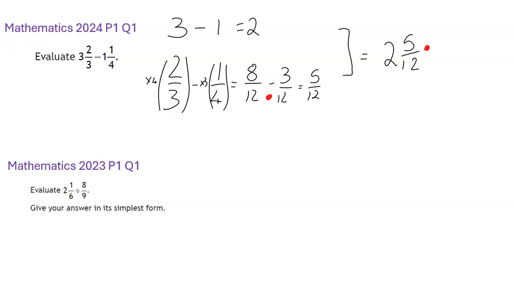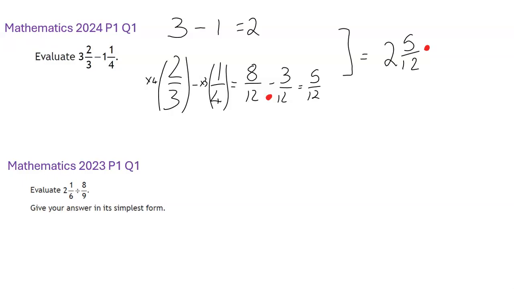The second question: evaluate 2 1/6 divided by 8/9, giving my answer in its simplest form. Reading that last part implies that you might have to do some simplification at the end, so we have to keep our eyes out for that. But remember, for dividing fractions, first we have to turn mixed numbers into improper fractions, then we use the stick switch flip method, and then we work it through from there.